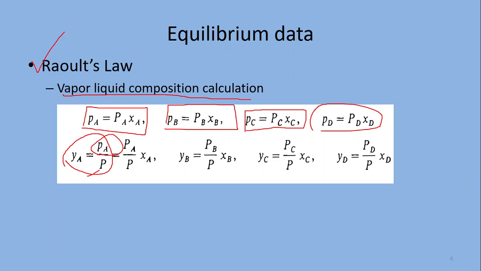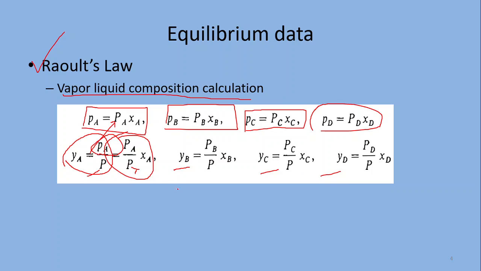And if you replace this partial pressure by this equation, you will get the relationship between the XA and YA with the total pressure and the vapor pressure of A. Similarly, this is for the composition of B, composition of C, and composition of D. So in this way you can find out these basic calculations.